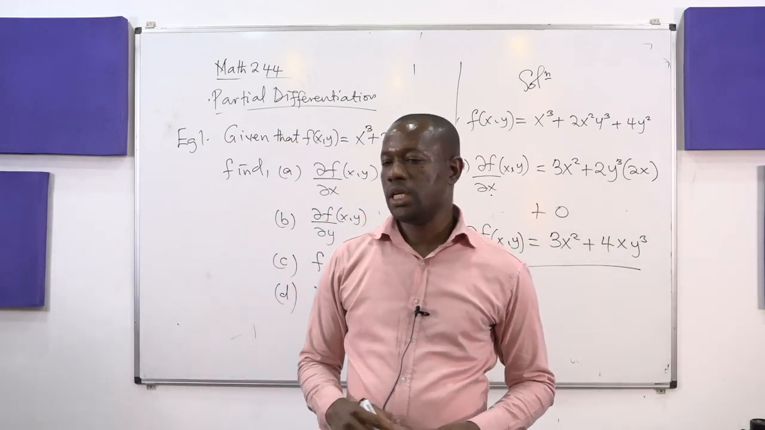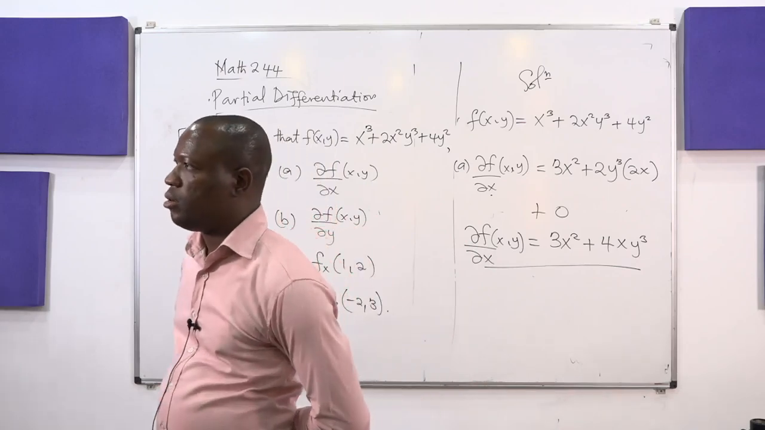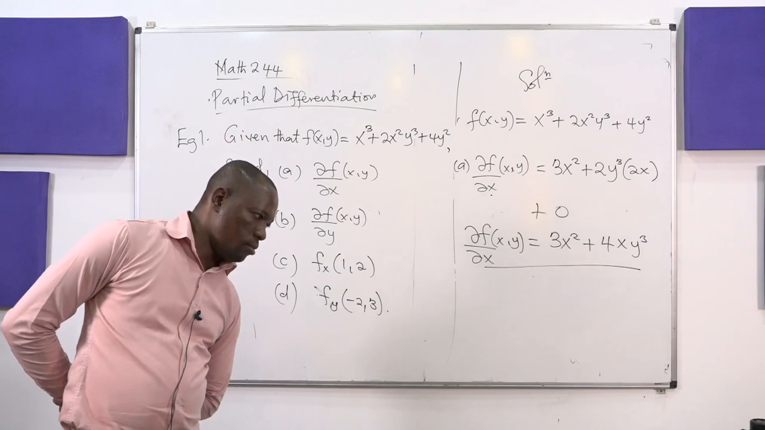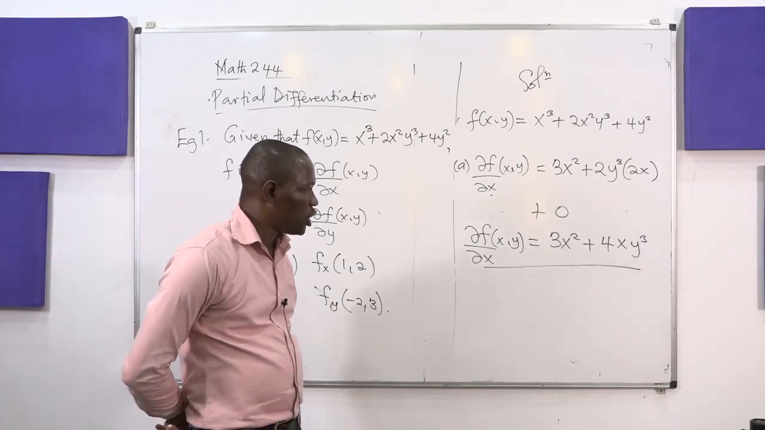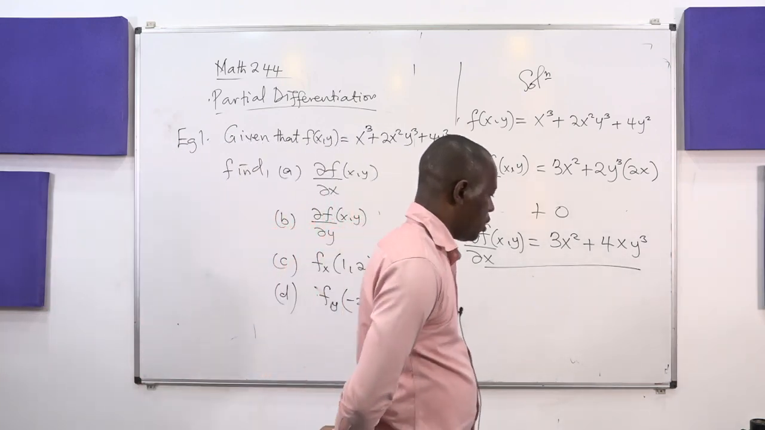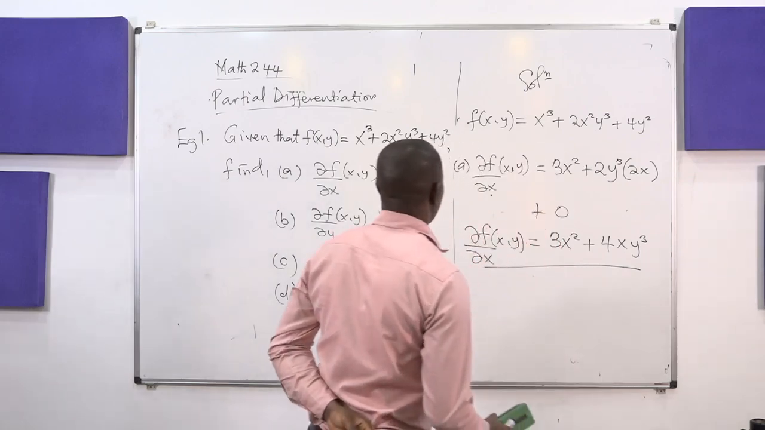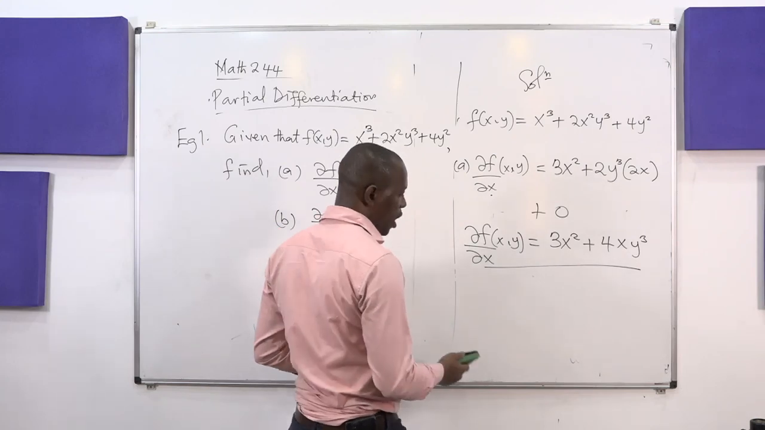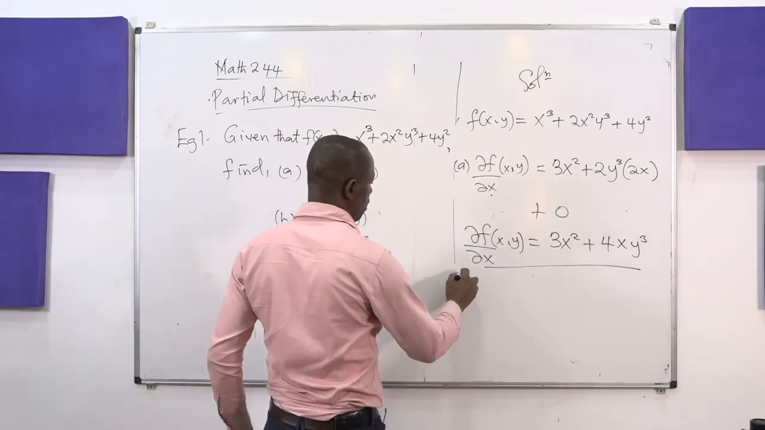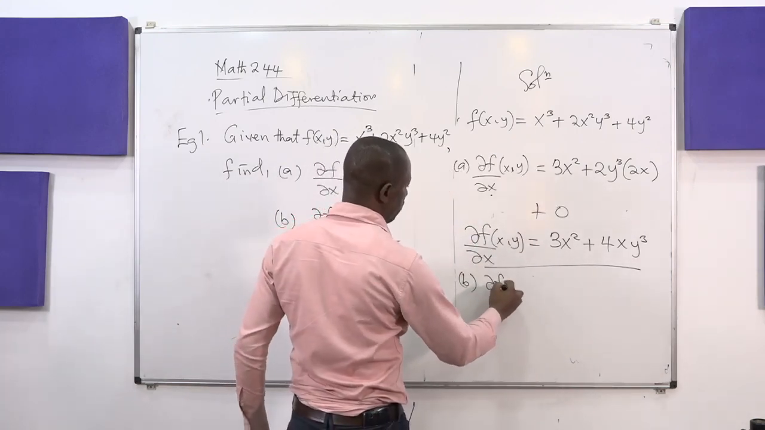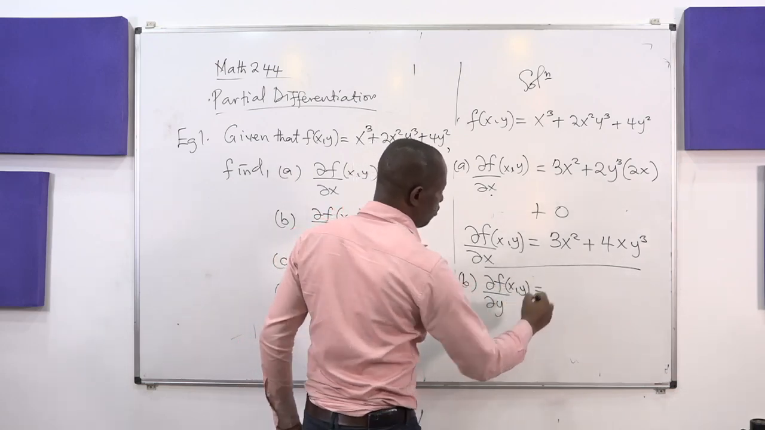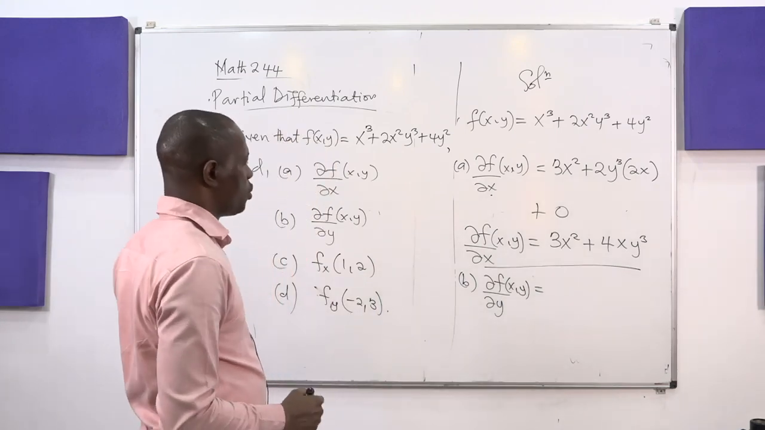And this is the partial derivative. That means the change in f as a result of changing x. Okay. Now let's go to the second one. Find the partial derivative of f, this time with respect to y. So b, the partial derivative of f with respect to y. You get it? Yeah.